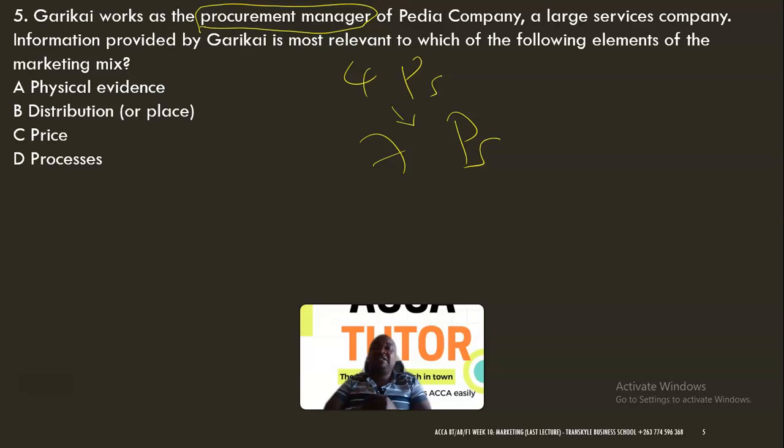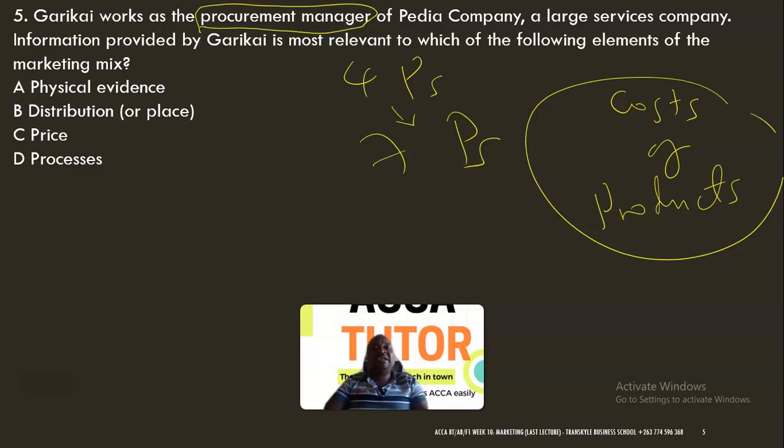So obviously, we know that the procurement guys are going to give us information about the cost of products. So the cost of products is actually a variable linked to the price. It is linked to the price. That's how you were supposed to identify this answer. Are we together? Good. Physical evidence, distribution, that is the place. Those ones have nothing to do with the procurement guys, the procurement manager.